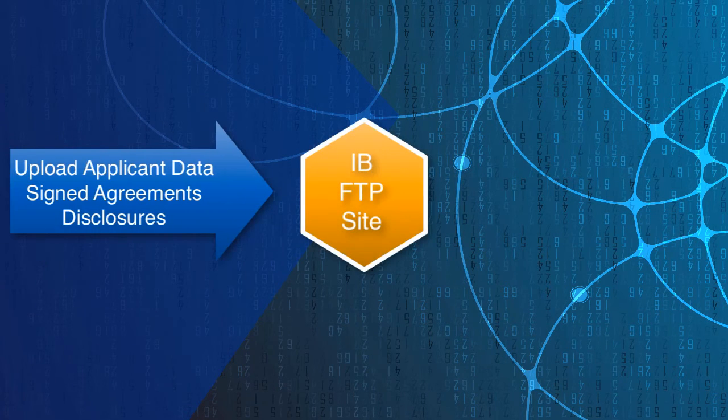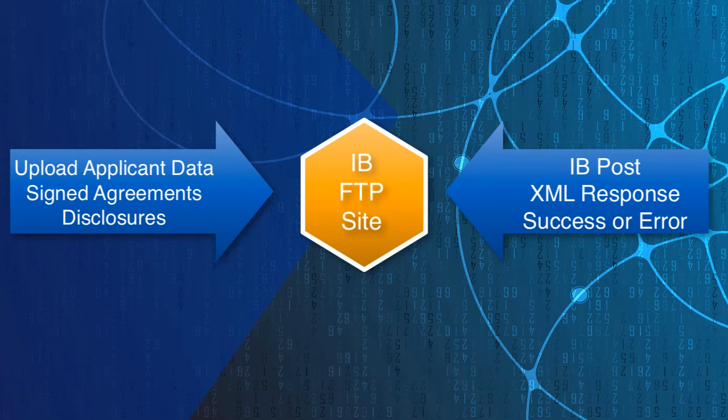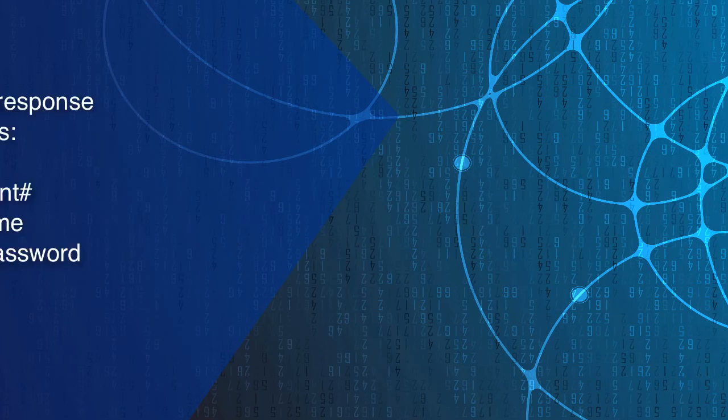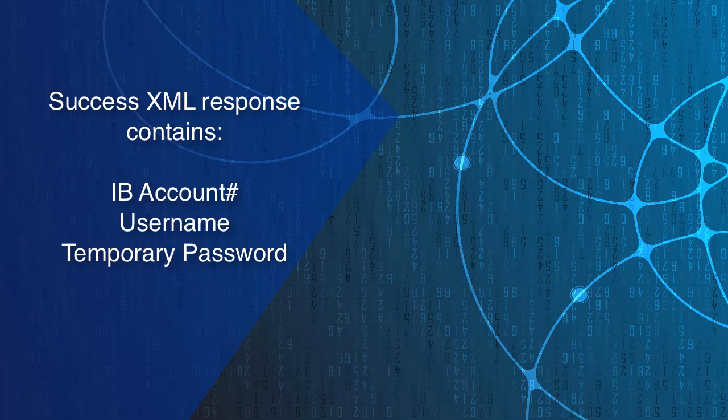Upload all applicant data and signed agreements and disclosures in encrypted XML zip files to the FTP site provided by Interactive Brokers, along with the PDF copies of the agreements and disclosures reviewed by the clients. Interactive Brokers retrieves the files from the site and posts encrypted response XMLs to the IB FTP site. Response files will have a status of either success or error. Any error should be corrected and then resubmitted. Success response files will include the IB account number, username, and temporary password.